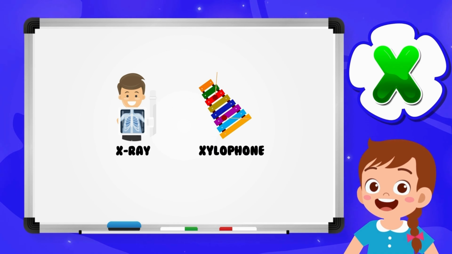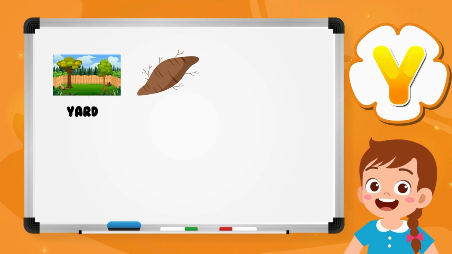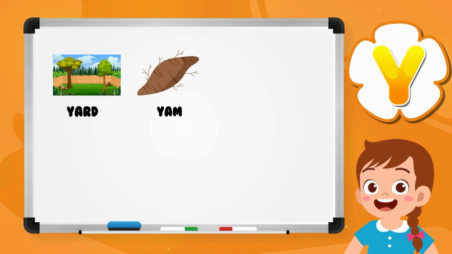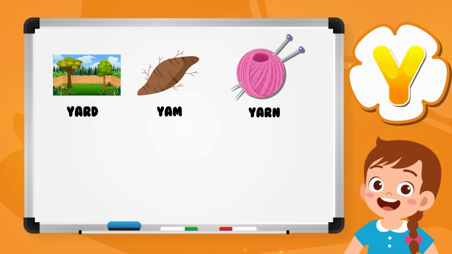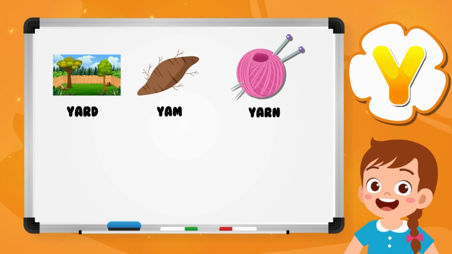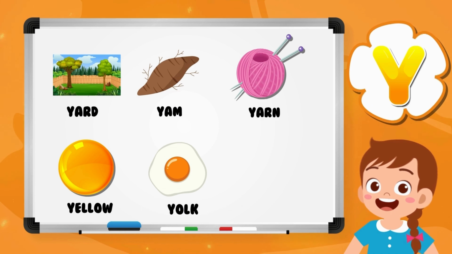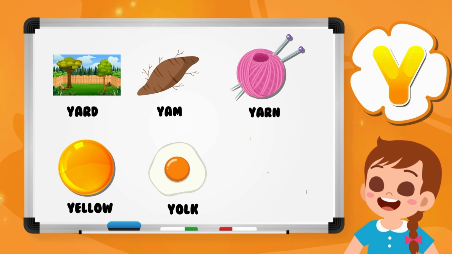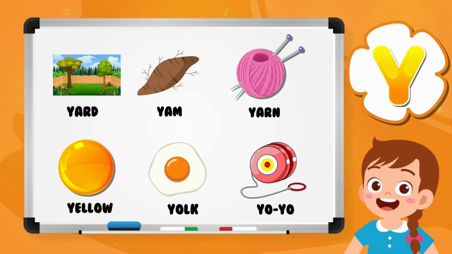Y. Y is for yard. Y is for yam. Y is for yarn. Y is for yellow. Y is for yolk. Y is for yo-yo.